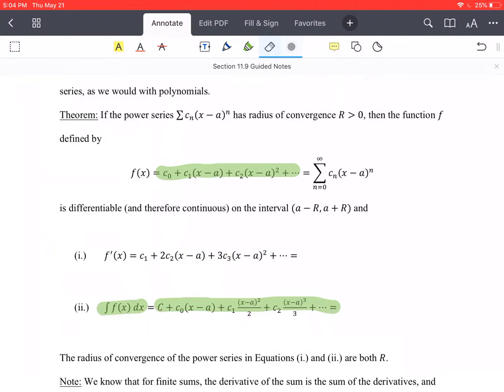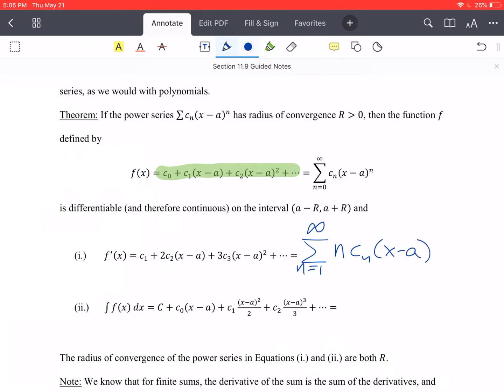Now, writing these out in summation notation, let me just put that in here. So that's going to be the sum n going from 1 to infinity of n times the coefficient c sub n times x minus a to the n minus 1. Hopefully that looks kind of familiar, right? Bring down the n and subtract 1 from the power. That's just the power rule.